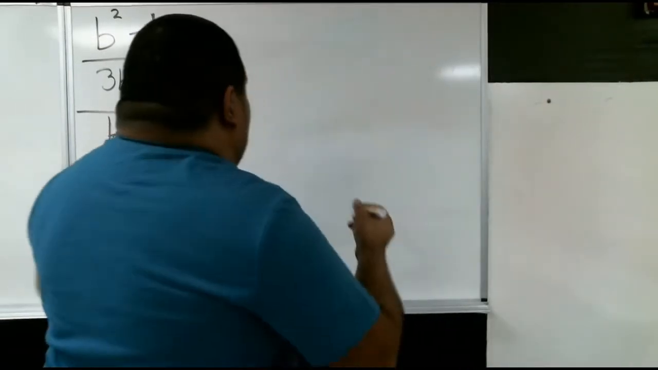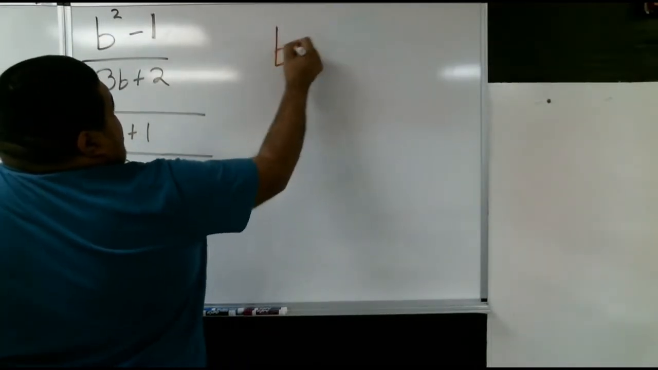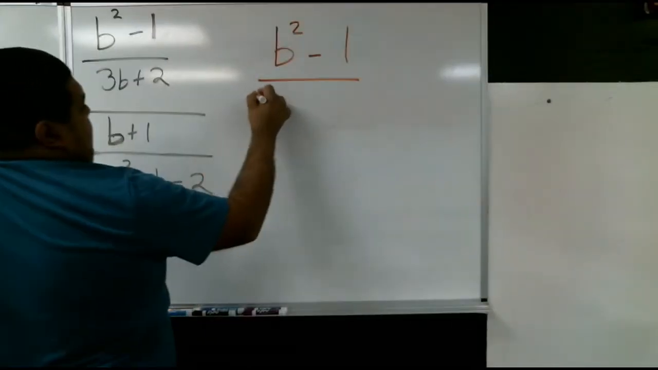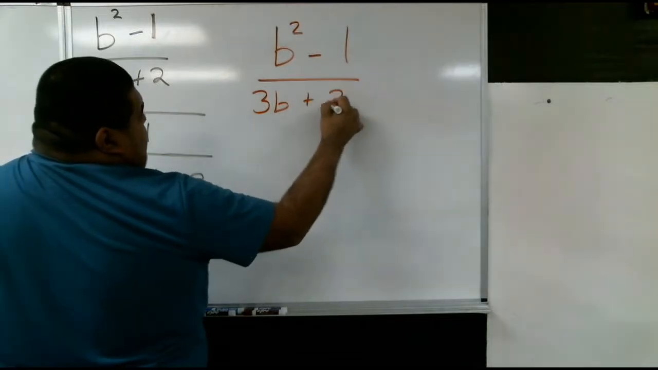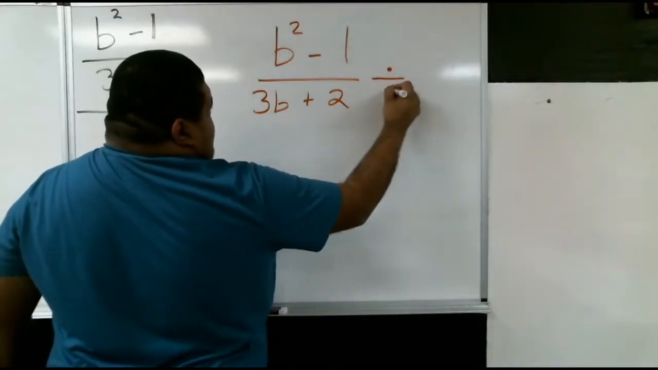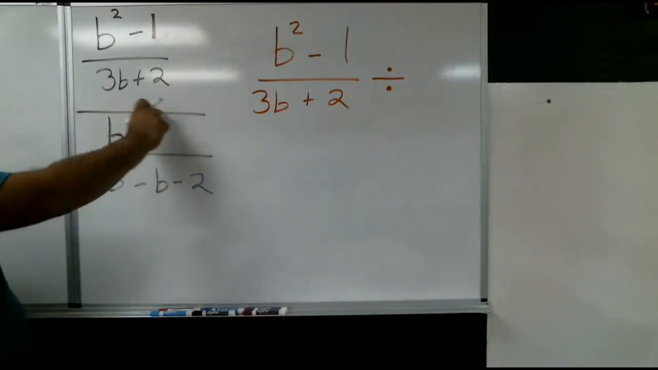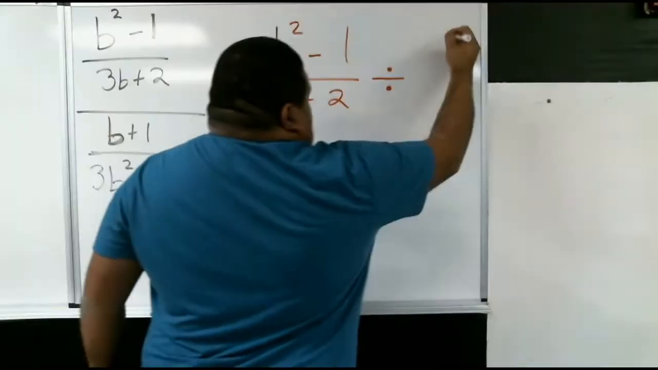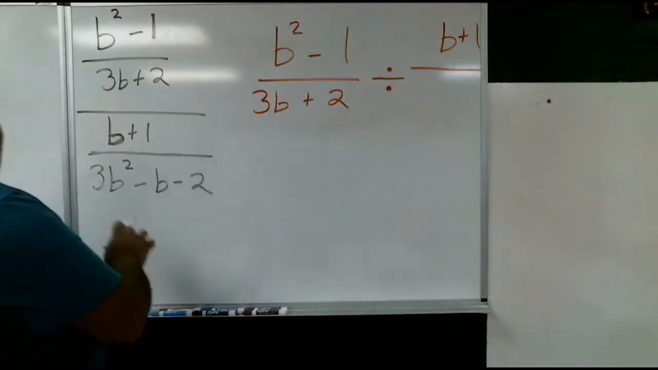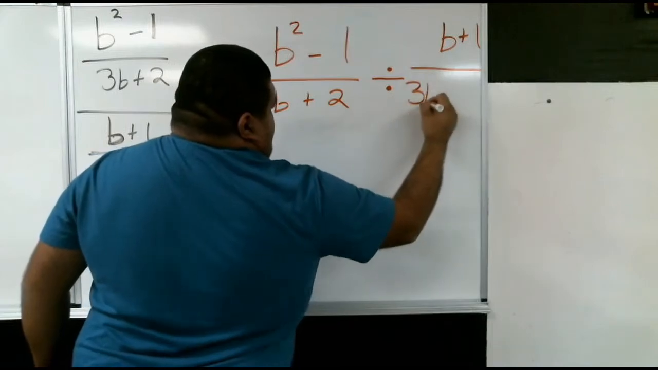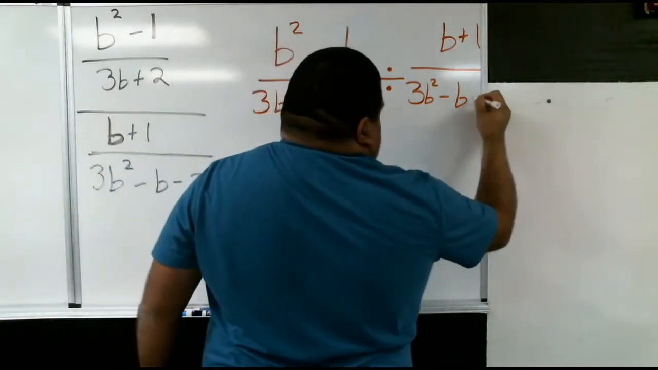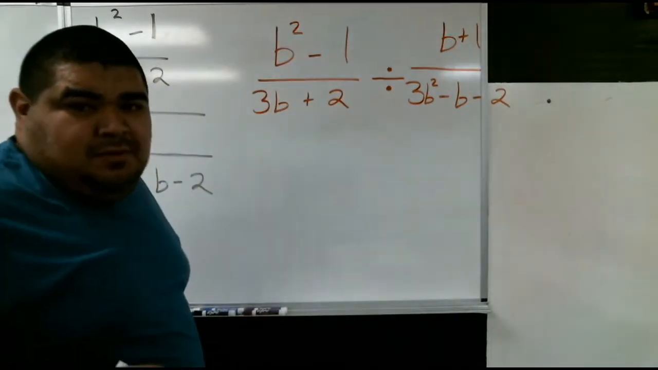We're going to write it as b squared minus 1 over 3b plus 2, divided by, because that line in the middle means they're divided, b plus 1 over 3b squared minus b minus 2. Okay?